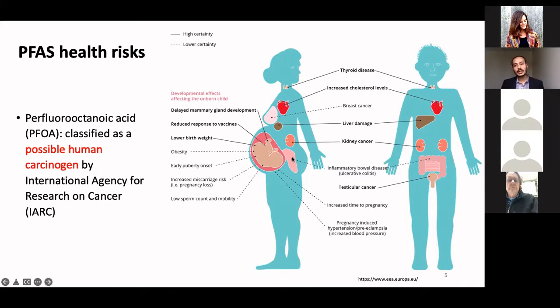To highlight a few of the health impacts, exposure to PFAS has been associated with lower birth weight of babies, reduced response to vaccines, and more. And a very important health effect is, of course, its association with increased cancer risk, like increased kidney cancer and testicular cancer. And as a result, one of the PFAS, perfluorooctanoic acid, or PFOA, has been classified as a possible human carcinogen by the International Agency for Research on Cancer, or IARC.